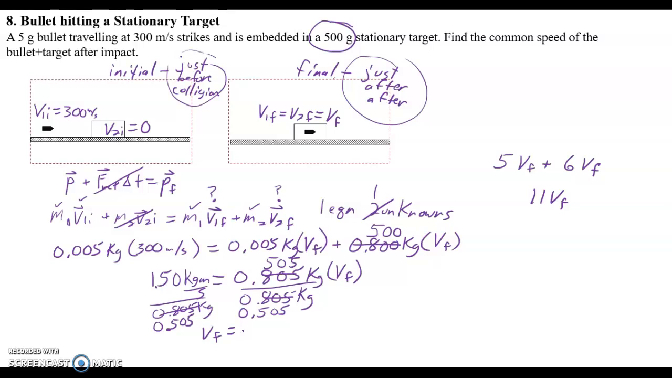And so we divide this out and we get 2.97 meters per second. It makes sense that the combined speed is going to be a lot slower because we have a small bullet hitting a rather large target, or a relatively large target. So that makes sense. It's also a positive number, and oh, I forgot to say it, to the right is our positive x direction.